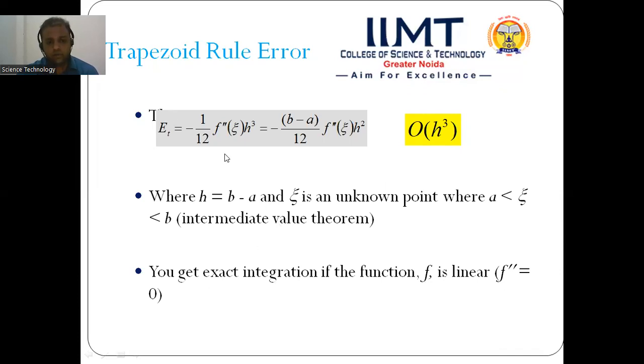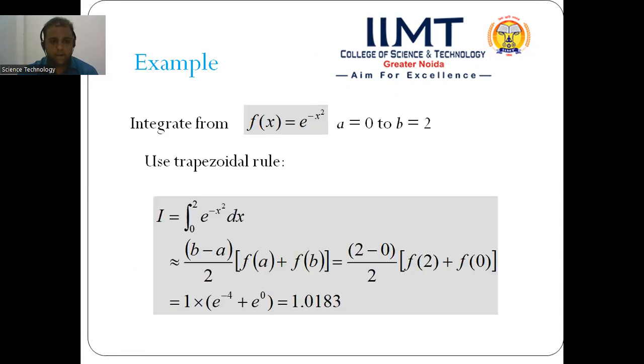So the error can be zero when the double derivative of the function is zero. Since h cannot be zero, h is the difference between the upper limit and lower limit. If h is equal to zero, there is no meaning to finding the integration. So f double dash can be zero at any point xi which is in the interval a to b. Okay, let's do an example to find the integral.